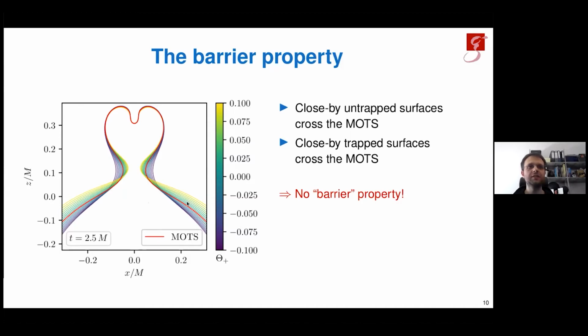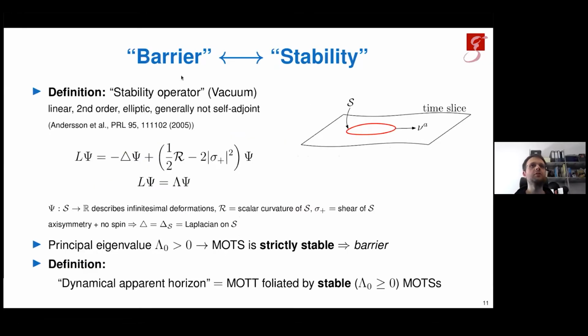However, it is not really too feasible numerically to check every trapped and untrapped surface in the vicinity to be able to prove this. So we need some mathematical way to determine if a MOTS has this property or not. And we are very fortunate in that respect because there is a strong connection between this notion of a MOTS being a barrier and the notion of MOTS stability. So let me give you the definition of what stability means here. The stability operator was introduced in 2005 by Lars Andersson et al. And it's a linear second order elliptic operator that acts on scalar functions defined on the MOTS.